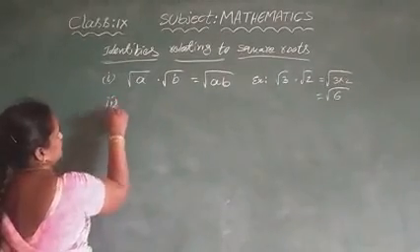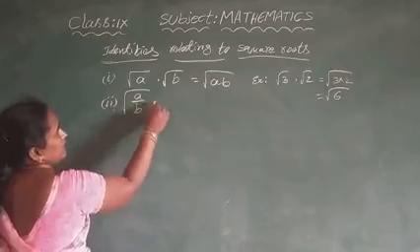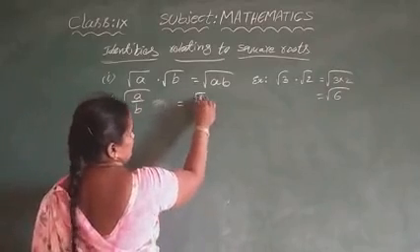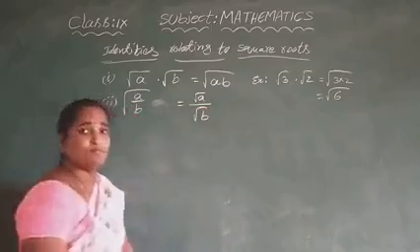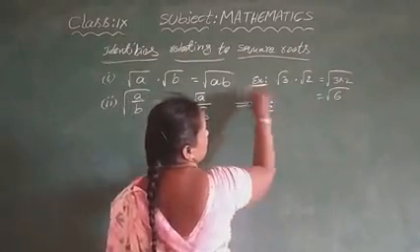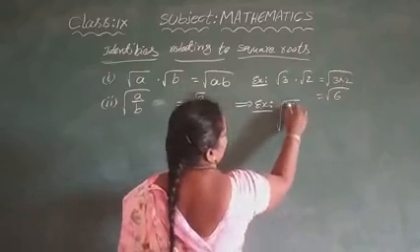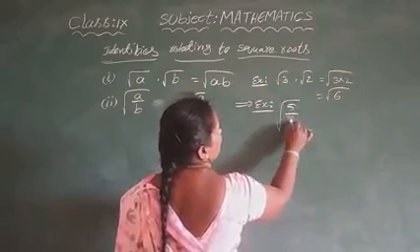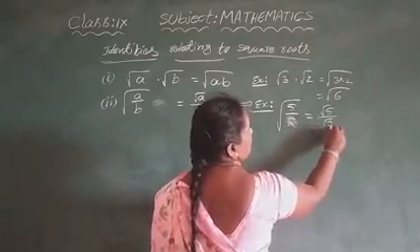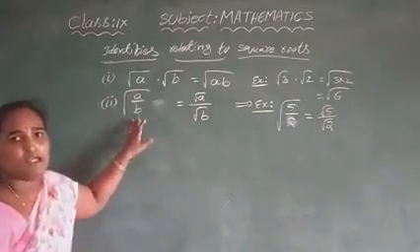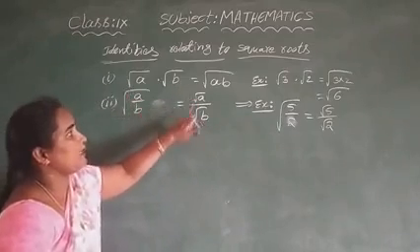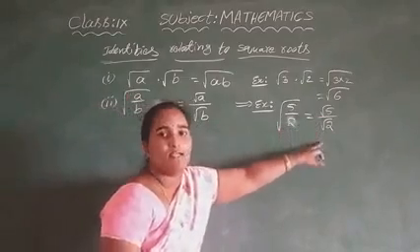Another one: square root of A by B. This we can write as root A by root B. For example, you take one example, that is root 5 by 2. That is equal to square root of 5 and square root of 2, using this identity. Here root 5 by 2, here root A by B is divided into root A divided by root B. That's why here also root 5 divided by root 2.